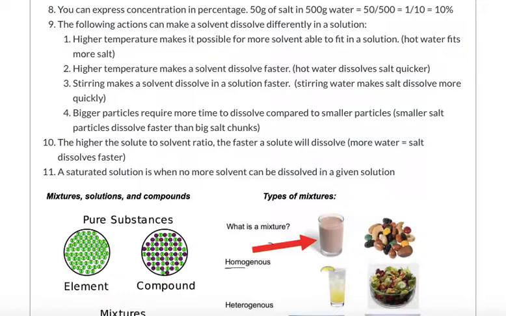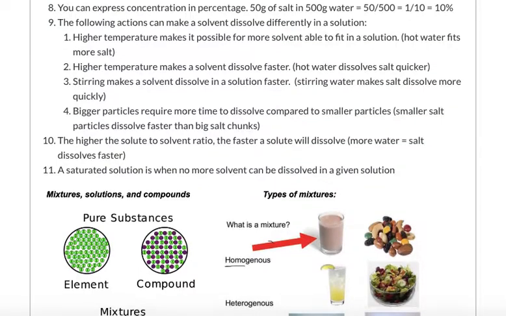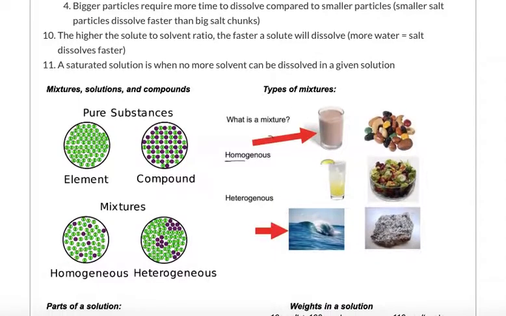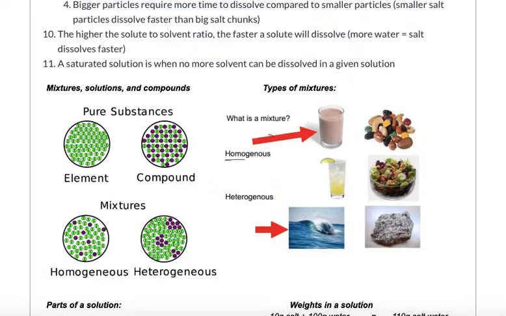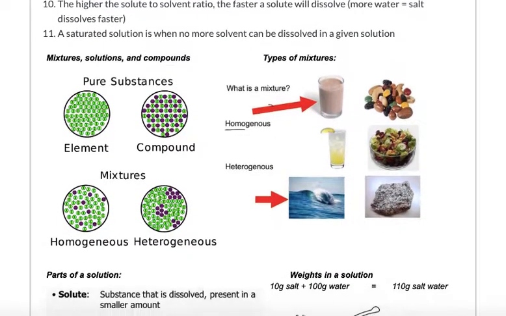3. Stirring makes a solvent dissolve in a solution faster. Stirring water makes salt dissolve more quickly. 4. Bigger particles require more time to dissolve compared to smaller particles. Smaller salt particles dissolve faster than big salt chunks.